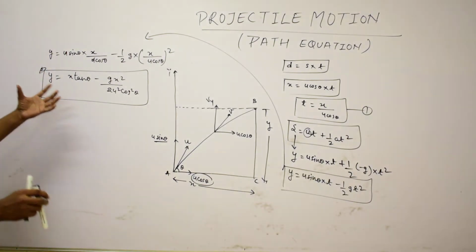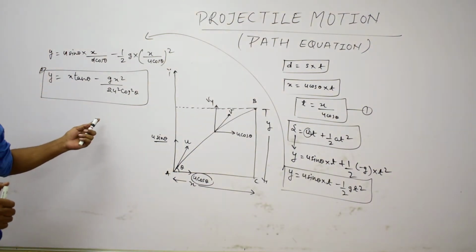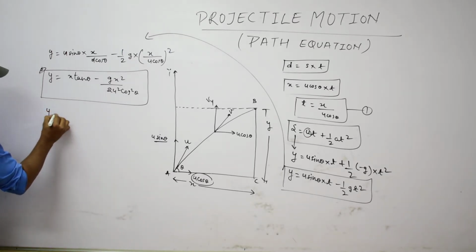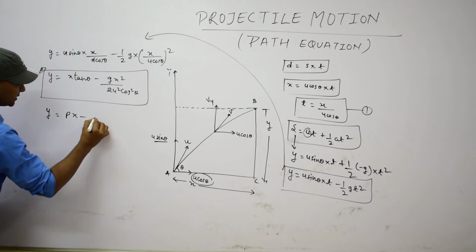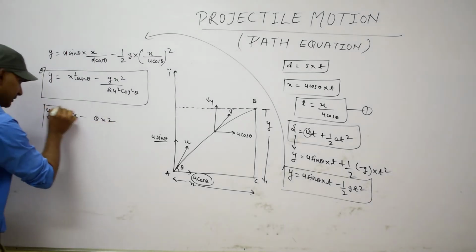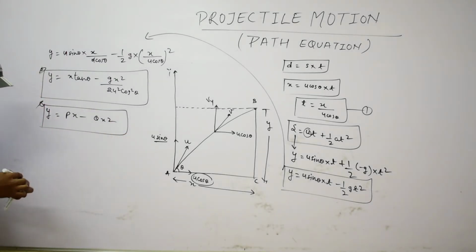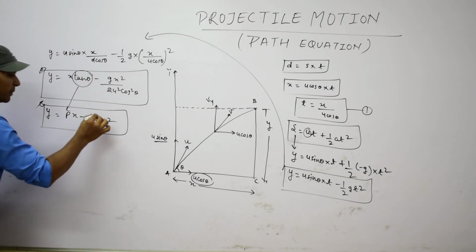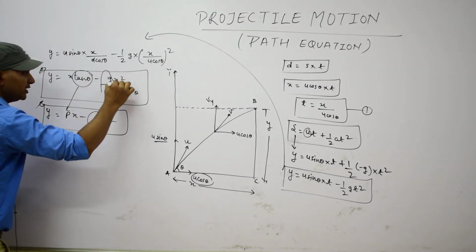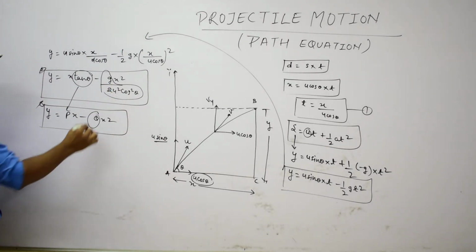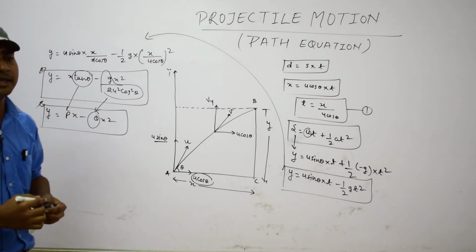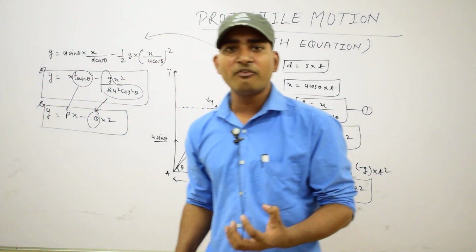Okay, so if I am comparing this particular equation with the standard second order parabolic equation, that is y is equals to px minus qx square. This is the standard second order parabolic equation. Then just see here, in place of p, this tan theta component is there. In place of q, this whole component g upon 2 u square cos square theta is there. Okay, so by the comparison of this particular equation, we are getting that this is the path of a parabola.